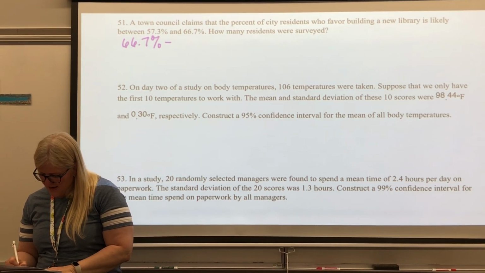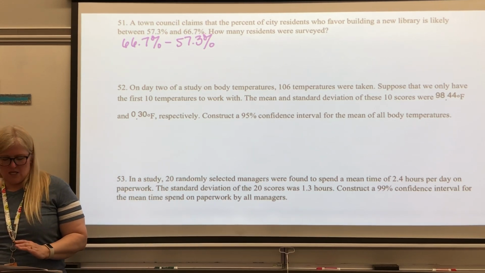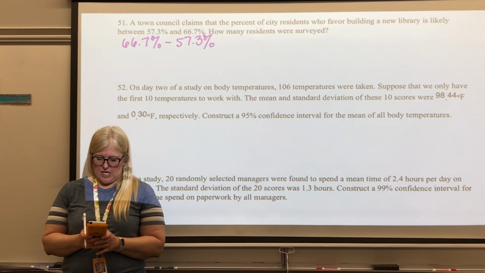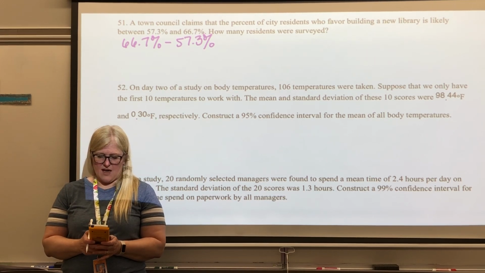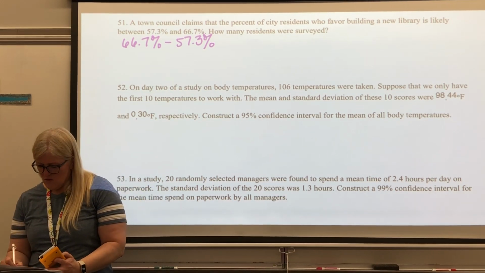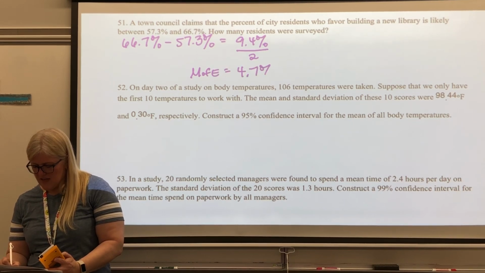So if I do 66.7% minus 57.3%, and also this is not how I did it on the key, but that's okay. It's nice to have a couple of different ways. So this is 9.4%, but then I cut that in half. So my margin of error is 4.7%.